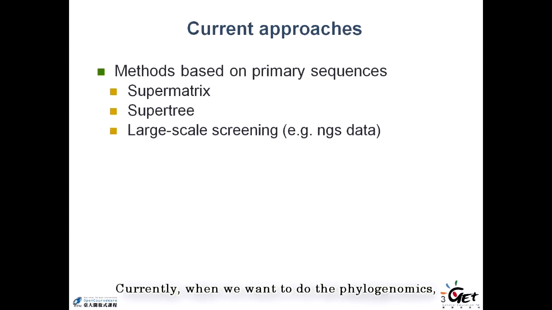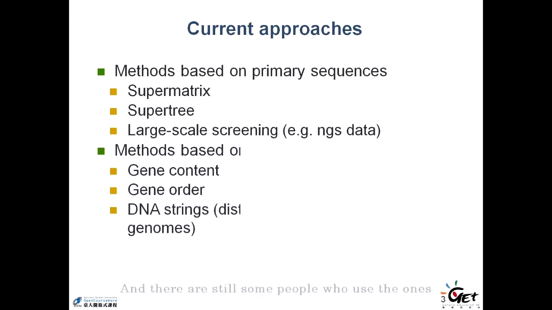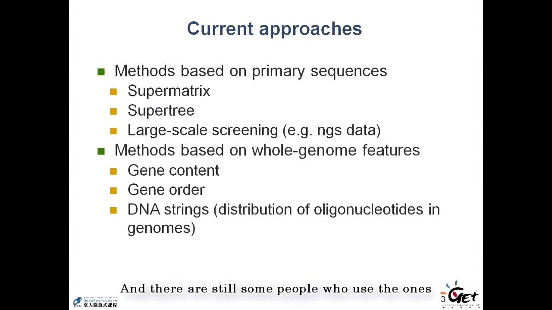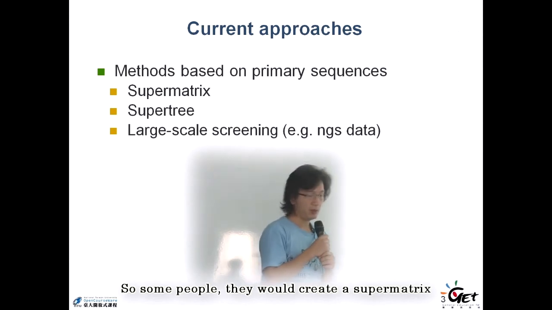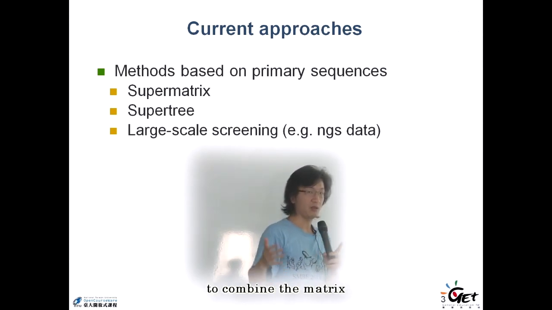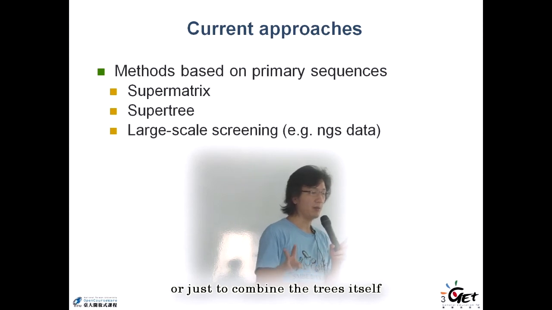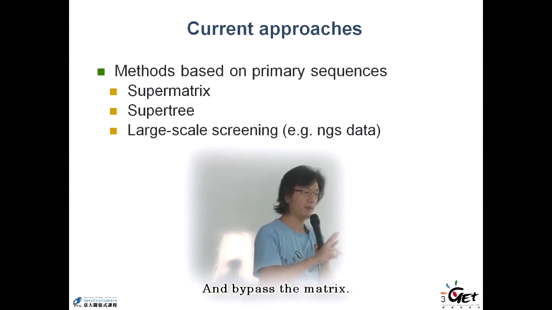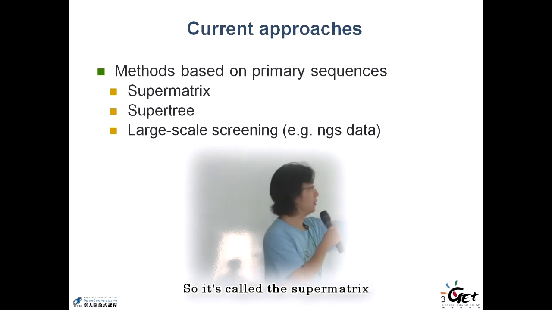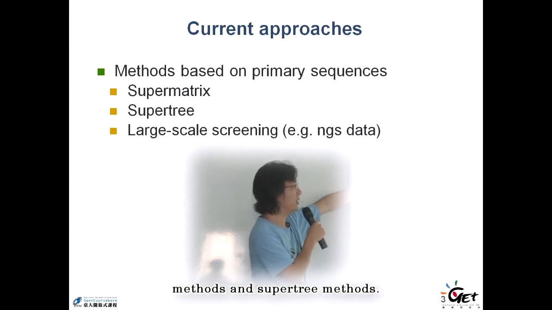Currently, when we want to do phylogenomics, we have several different approaches. Mostly used are the first three, and there are still some people who use the ones at the bottom. I will very briefly introduce this part. We are still working on the primary sequences itself, like the nucleotide or the amino acid sequences. Some people will create a supermatrix to combine the matrices, or just combine the trees itself and bypass the matrix. So it's called the supermatrix methods and supertree methods.